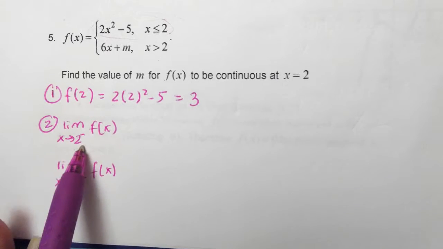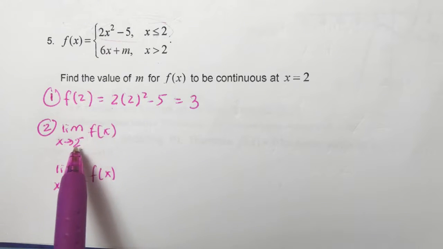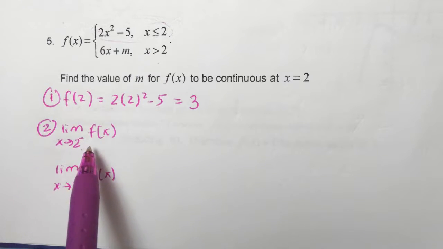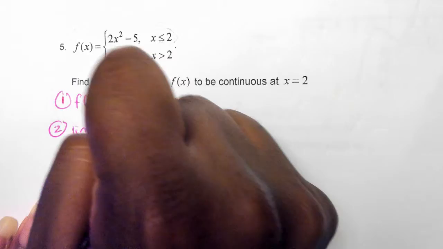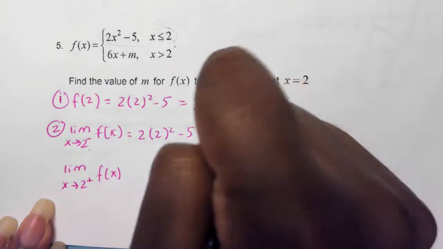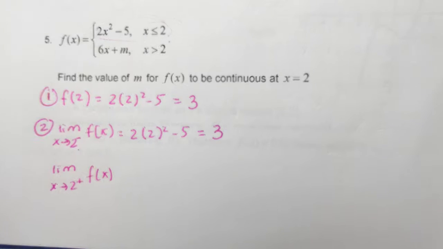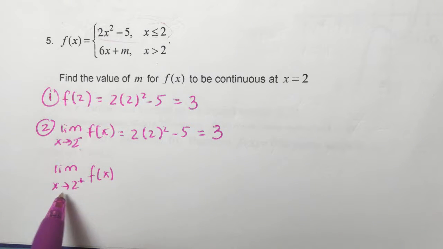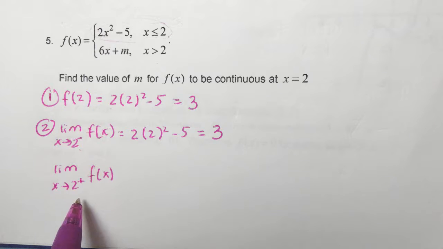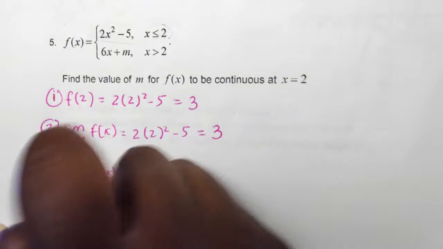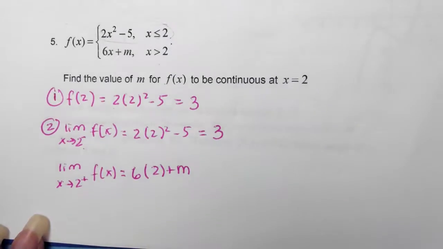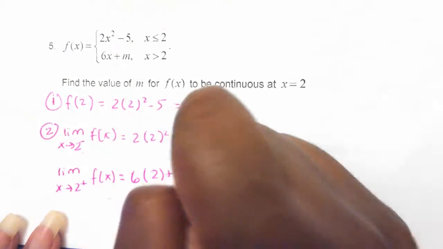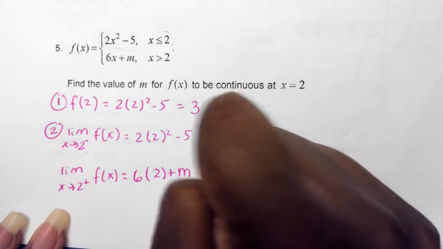If we're looking for the left hand side of 2, we're looking for values of x that are less than 2. So we'll use our first equation once again. Substitute 2 into our first equation, and we get that this will be equal to 3. Now, for when x is approaching 2 from the right, we need to use our second equation, which is 6 times 2 plus m.